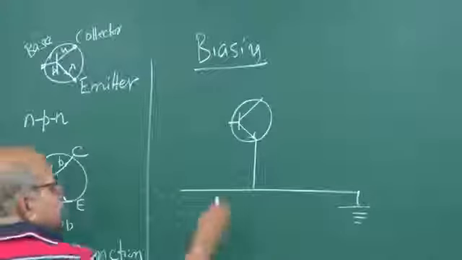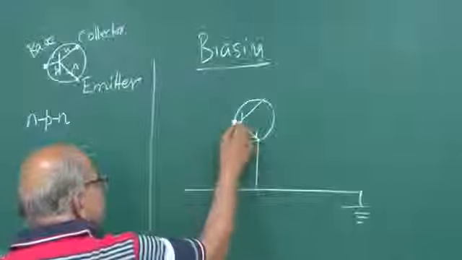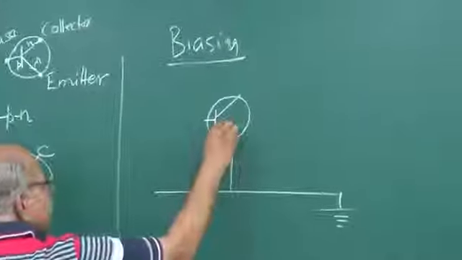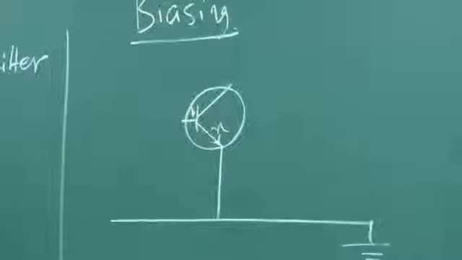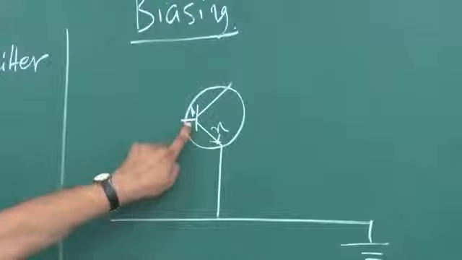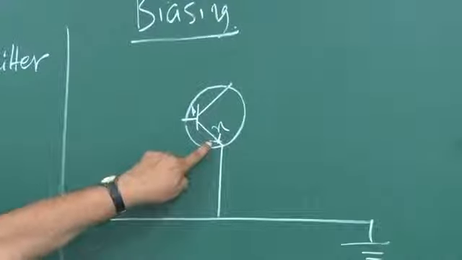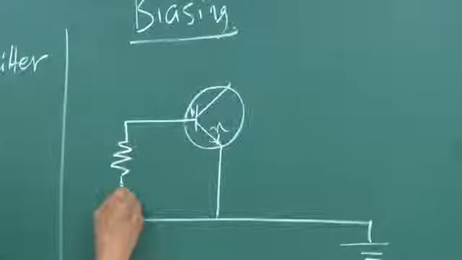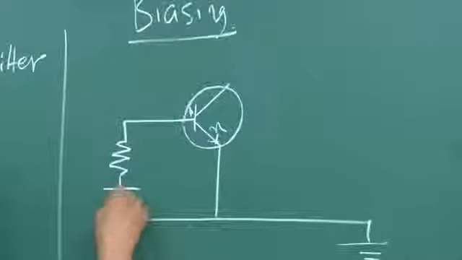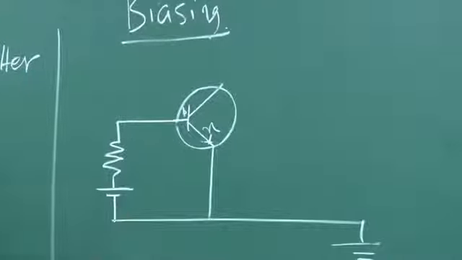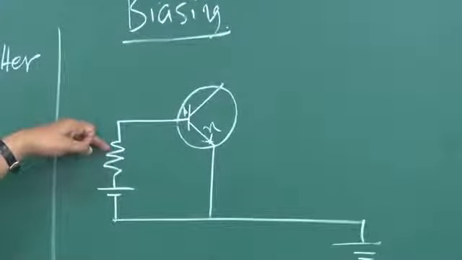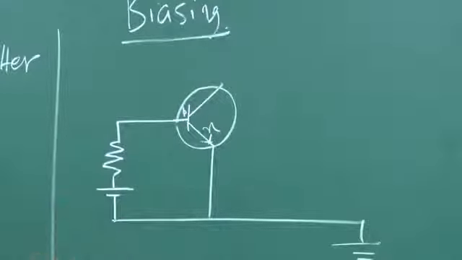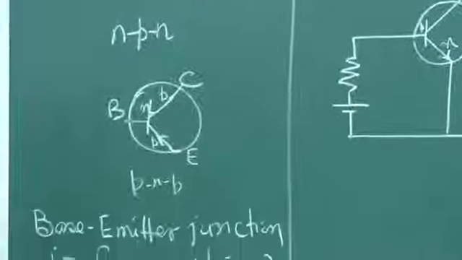And then this base emitter junction should be forward biased, and remember this is NPN. So, this is N and this is P, and this should be forward biased. That means the base should be at a higher potential than the emitter. So, that is the forward biasing. So, if I bring it here, put a resistance and then put the positive of the battery with this, so that this is at a higher potential as compared to the emitter. So, the base emitter junction is forward biased.